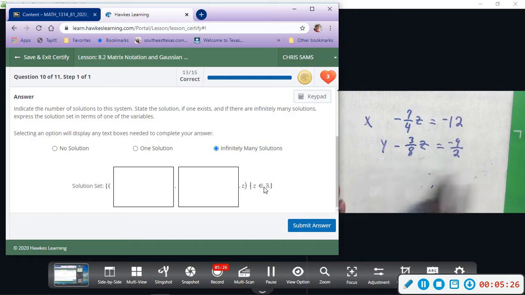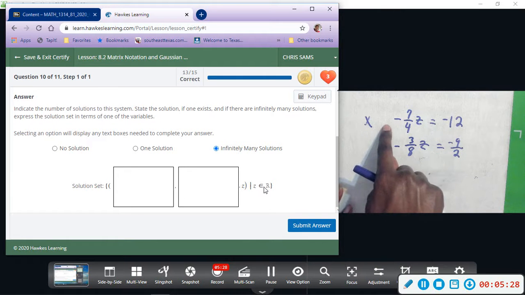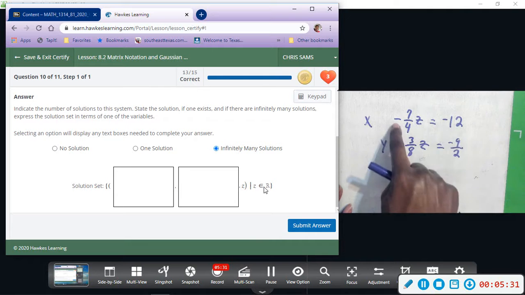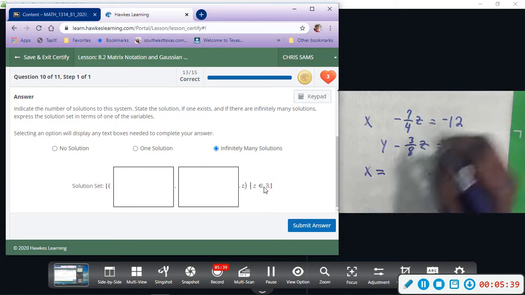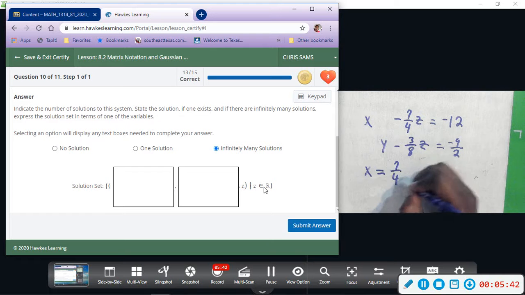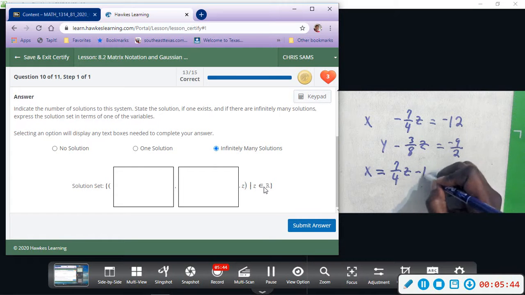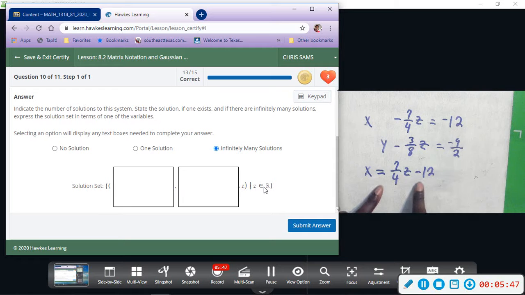Okay, so if I solve for x to get x by itself, I just have to move this over to the other side of the equal sign. So for this equation, x equals, this will be a positive 7 over 4z, and then that minus 12 is still there. So this is what x equals. This is what we're going to put in the x box. So we're going to have 7 over 4z. Gotta have that z in there.